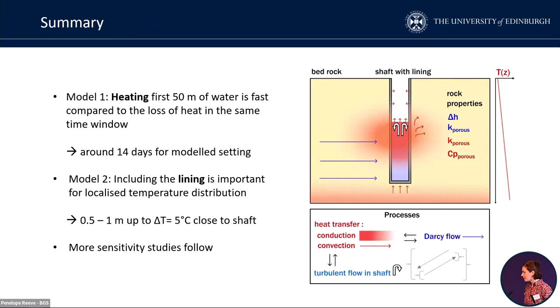So to summarize this, we had a quick look at 14 days of heating, and we also had a look at 14 days of cooling, which is much slower. And for our model, for a quick sensitivity study, we showed that the lining is quite important to be included in our whole model. That's it.